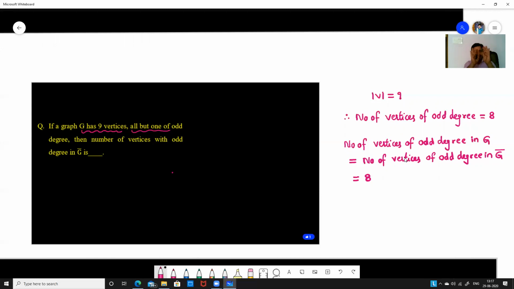The number of vertices of odd degree in G is the same as the number of vertices of odd degree in G bar. If you want, you can verify. You know how to find the complement of G, right? In the previous video, we already covered that point. Therefore, the answer to this question is 8, the correct answer.